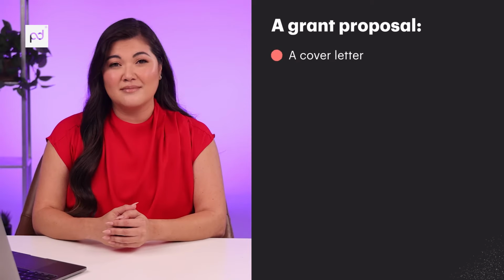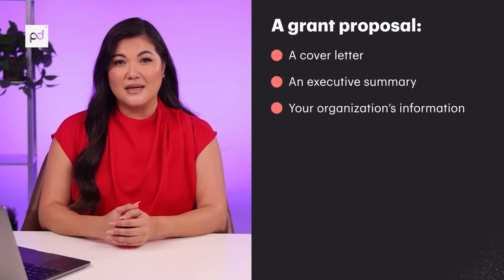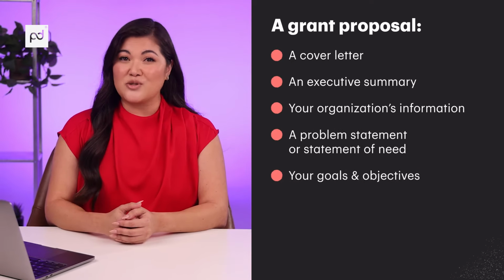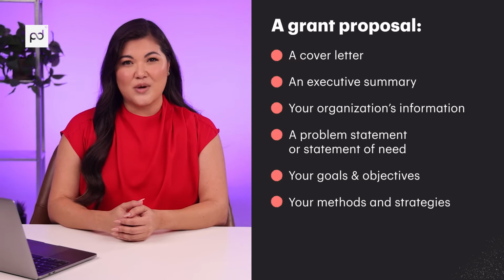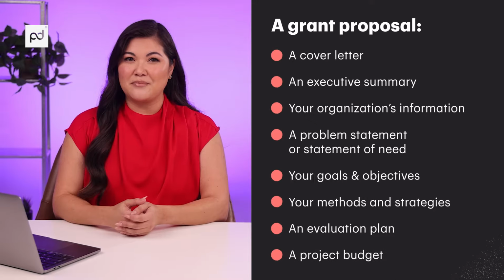Let's get started. A grant proposal is a formal request for an investment in a nonprofit or for-profit project, and we think every grant proposal should include 8 key sections: a cover letter, an executive summary, your organization's information, a problem statement or statement of need, your goals and objectives, your methods and strategies, an evaluation plan, and a project budget. Let's start with the cover letter.